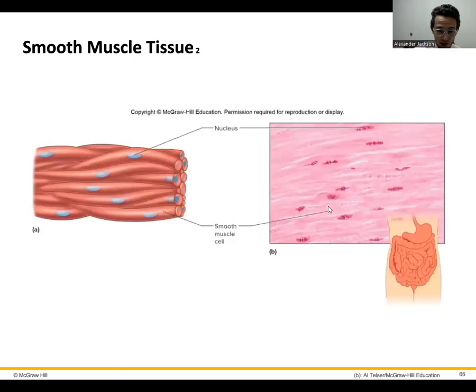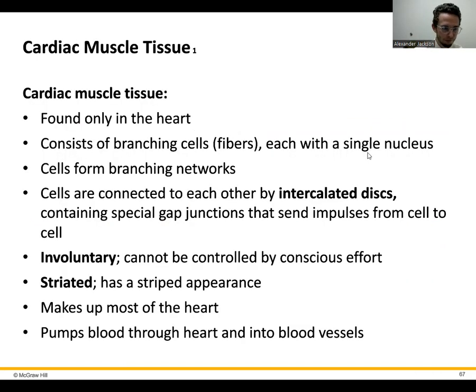Again, with smooth muscle tissue, it's really smooth looking, right? So smooth muscle tissue lines your intestinal walls, and it helps kind of contract and relax, contract, relax. That's called peristalsis, if you've heard of that before. And this is involuntary, and they contract a little differently. We'll talk about it more in the muscular system.